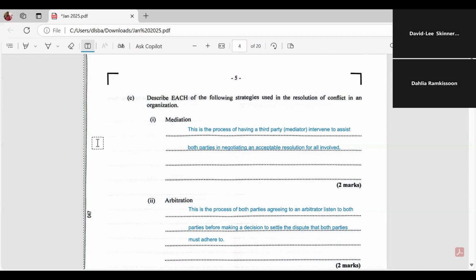So employees find the salaries are too low. They have an argument with management. They bring in the arbitrator. The arbitrator listens to both parties. The arbitrator decides that the salaries remain the same. That's the decision. The salaries remain the same. Right? You understand the difference between the two?